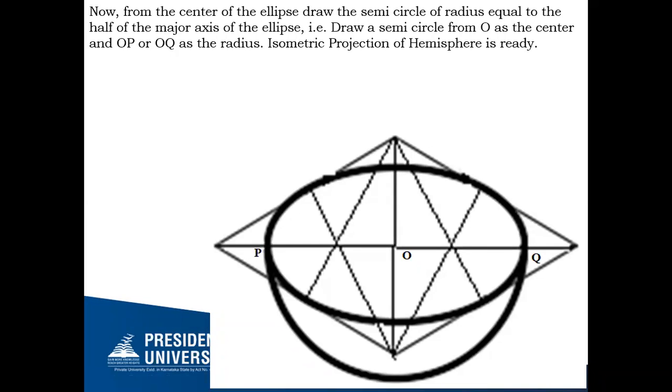The hemisphere will look like a bowl in the isometric projection. Now above this, I need to place the sphere. Placing a sphere is very easy. What you have to do? From the same center O, you draw a vertical line equal to the isometric radius of the hemisphere. Once again, I'll repeat it. You draw a vertical line from O. That vertical line should be equal to the isometric radius of your hemisphere. That is the height of your sphere.